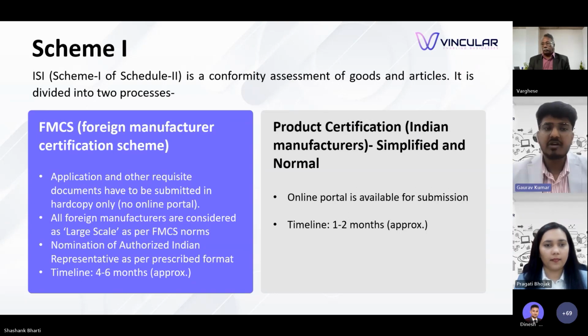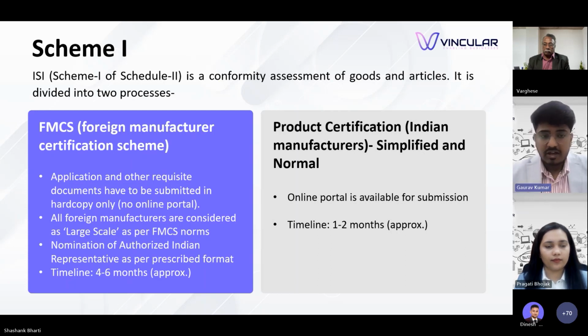The timeline for FMCS applicants will be approximately 4 to 6 months. This all depends on the prompt response from the factory side. If the factory is very prompt in providing all the relevant documents, this timeline can be 4 months. And if there is some delay or some preparation is required, then this timeline may go to 5 or 6 months, depending on the response from the other party.